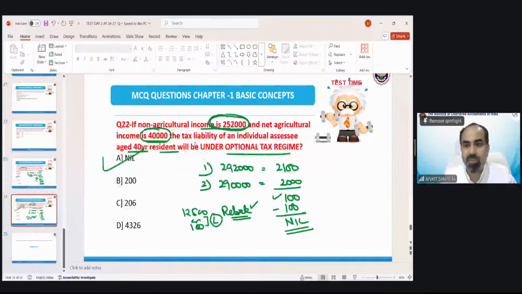Let me see the chat box. Let me see if there's any query on query portal. Okay. So that's how we need to see the rebate in case of integration and how we need to apply it. I hope it's clear right now. So now moving on to the residential status question now we need to solve.